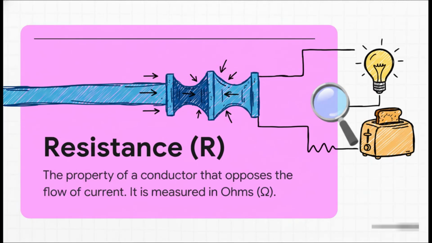And finally, we have resistance, or R. It does exactly what it sounds like. It resists the flow of the current. Going back to our water pipe analogy, resistance is like a narrow spot, a little pinch in the pipe that makes it harder for the water to get through. Everything, a light bulb, your phone charger, you name it, has some resistance.